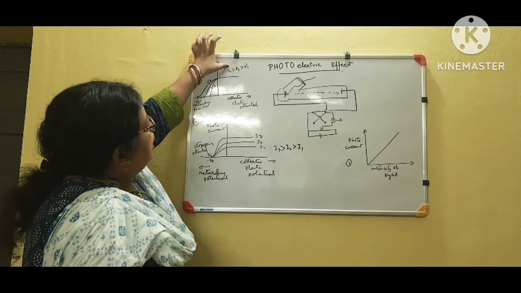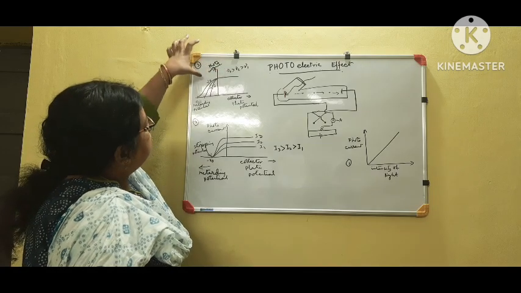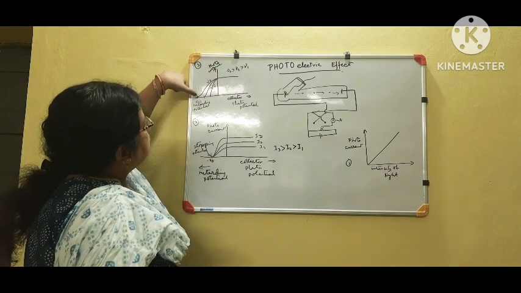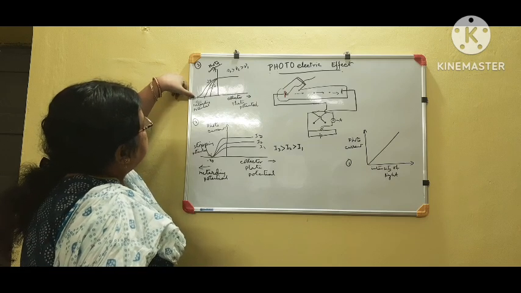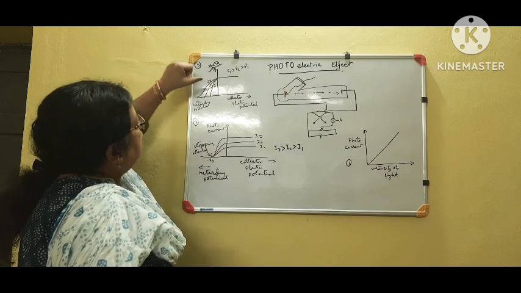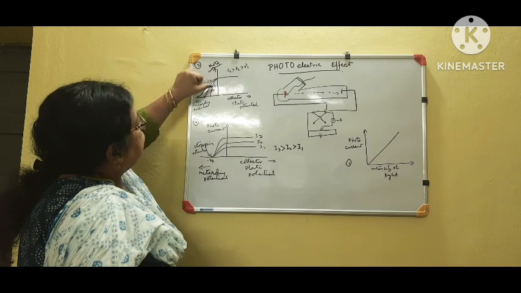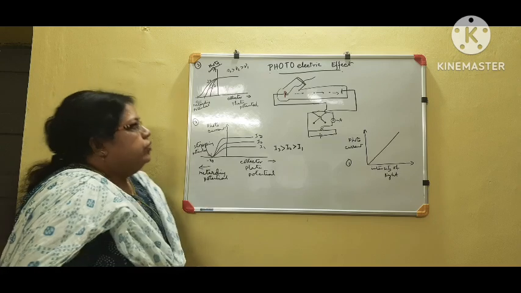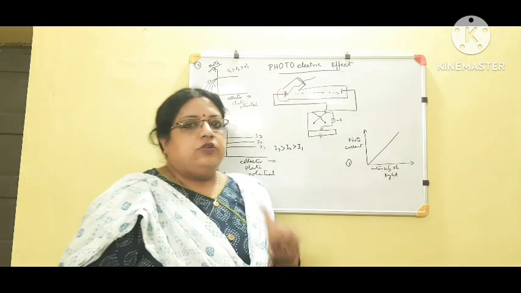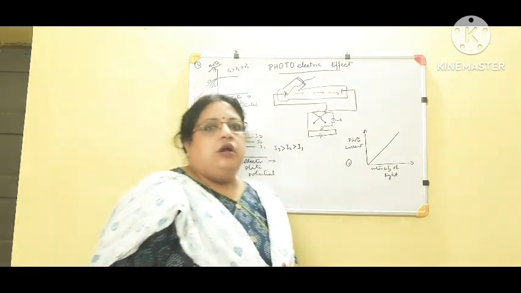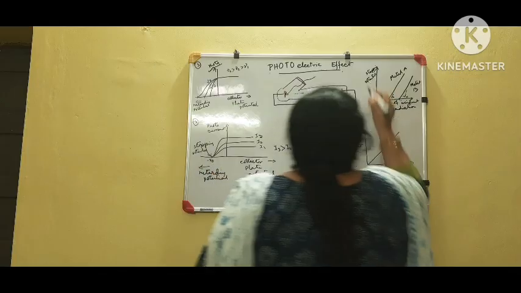Nu3 is the highest frequency given to the plate, so its stopping potential will be highest, and in this way nu3 will be greater than nu2, then greater than nu1. Now let us discuss the fourth graph, then we will draw the conclusion.